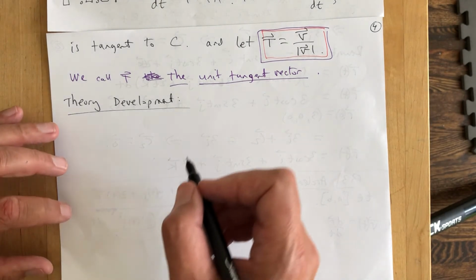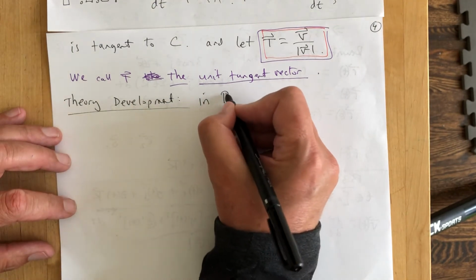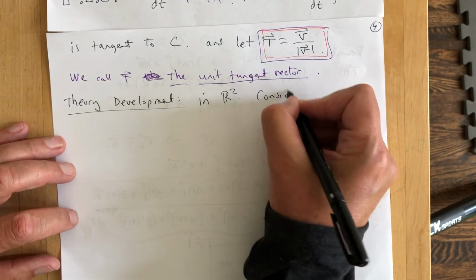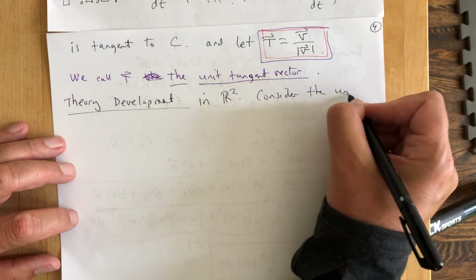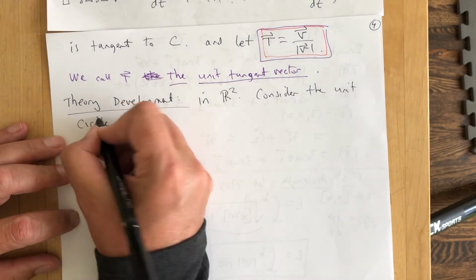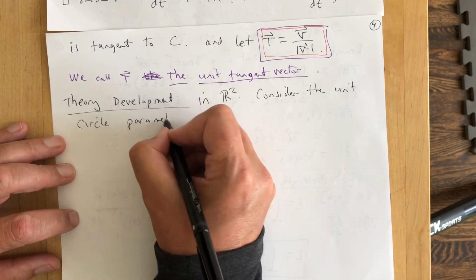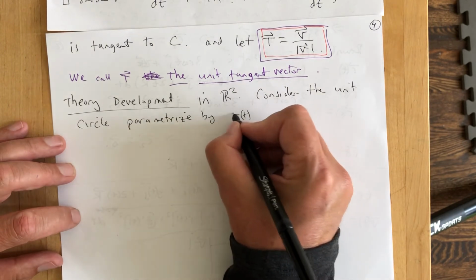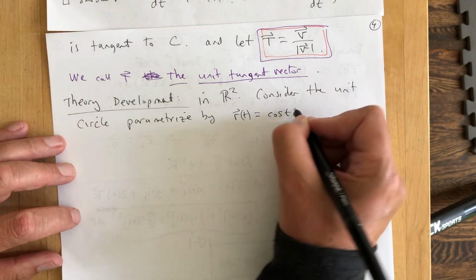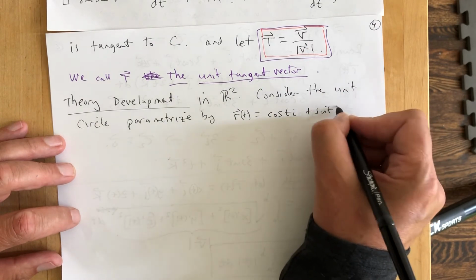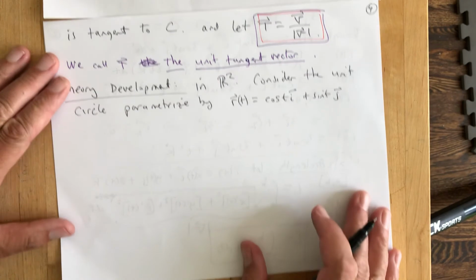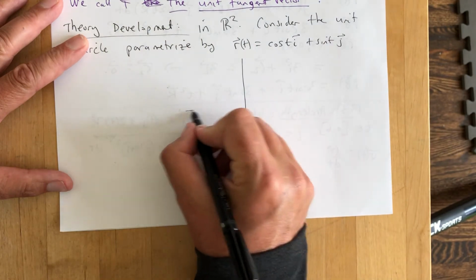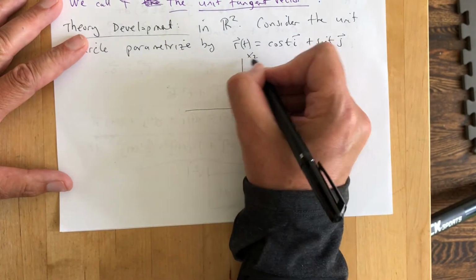So we're gonna go back into R2 to get a handle on what's going on here. We're gonna consider the unit circle, which we're going to parametrize by this position vector: r of t is cosine t i plus sine t j. And here we are in the x1, x2 plane.